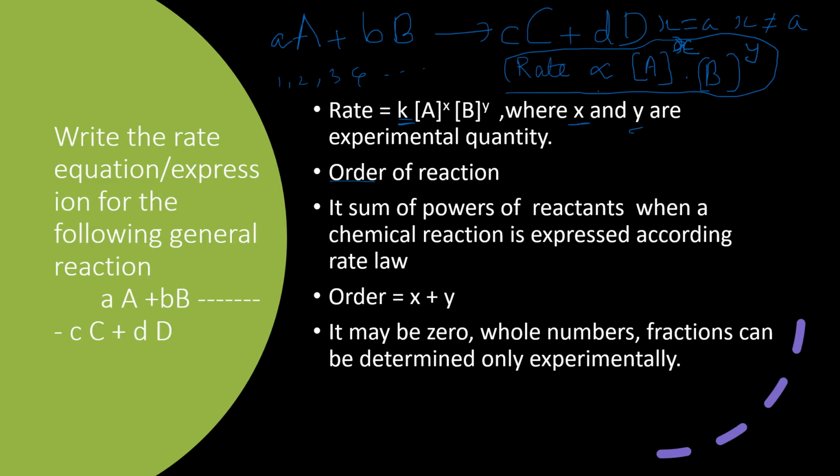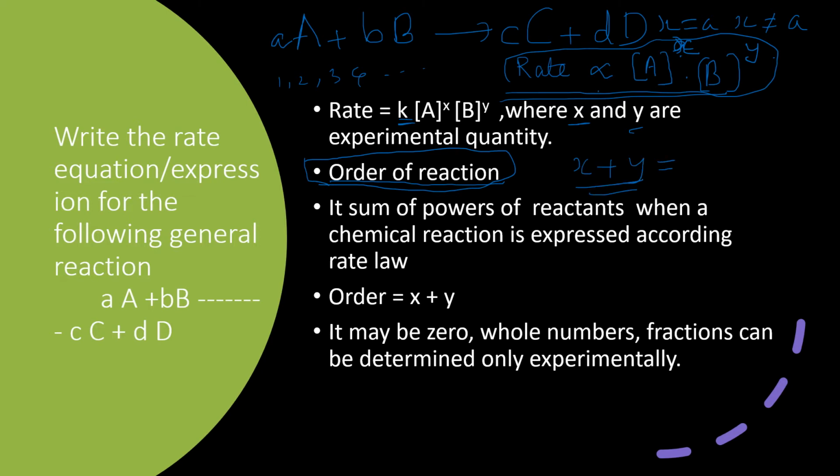Next we are discussing the order of a reaction. That may be a new term for you. When we write a chemical reaction according to rate law, we are raising the concentrations of reactants to some powers. Those powers we can obtain only experimentally. By seeing an equation, we cannot write that power. So when we get a rate law, the sum of these powers is called the order.